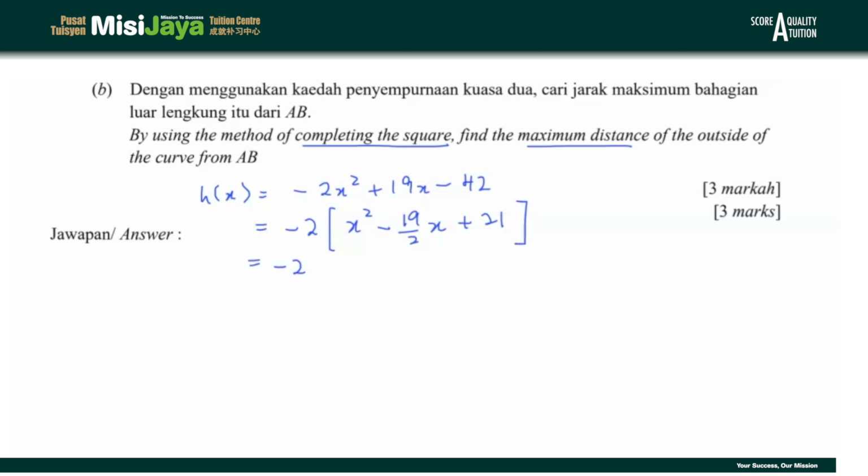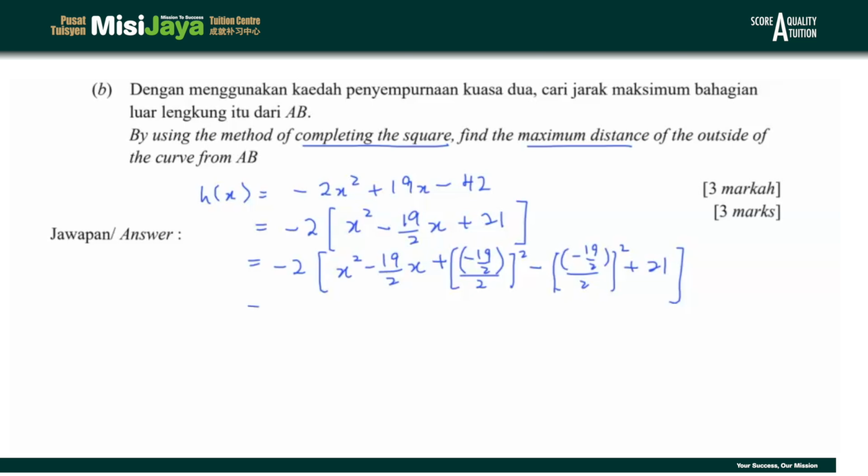So negative 2 still remains outside until the end. Then we take the first two terms and write back the same. After that, plus b over 2 whole thing squared. So b is negative 19 over 2, right? So b over 2 and then whole thing squared, like this. Then minus b over 2 whole thing squared. And after that, remember to bring down the 21. Don't forget, so plus 21.